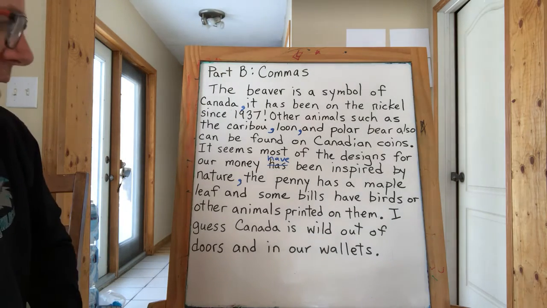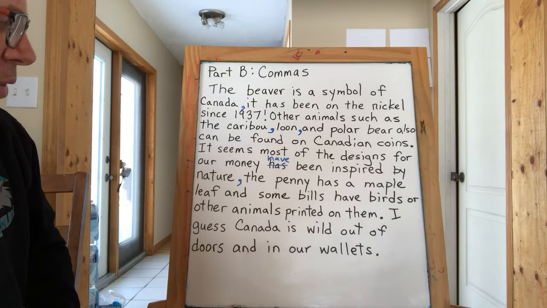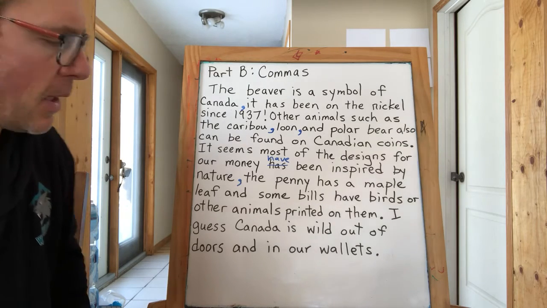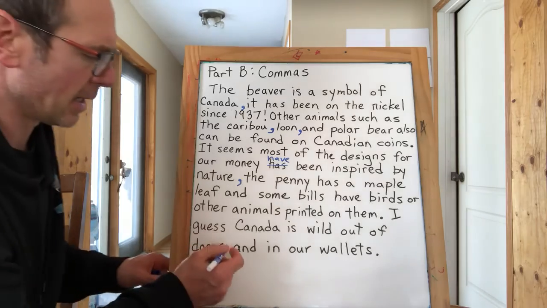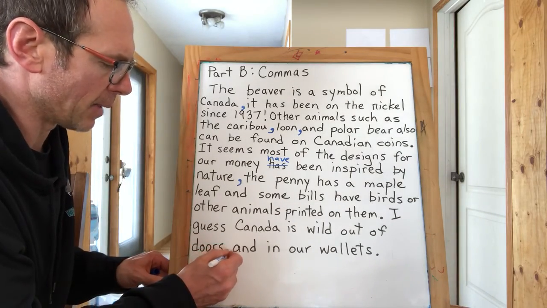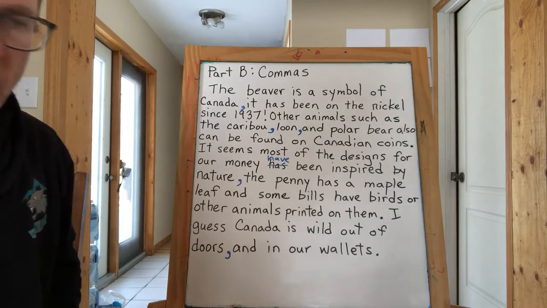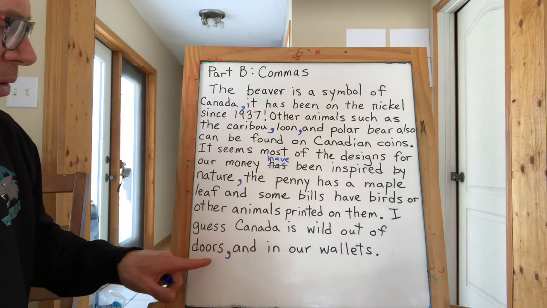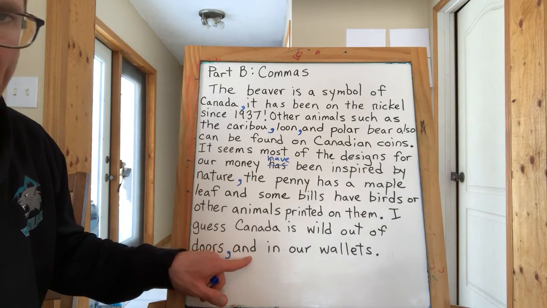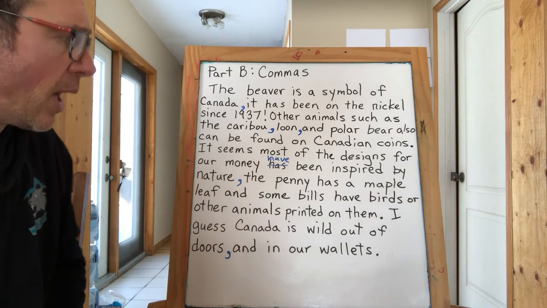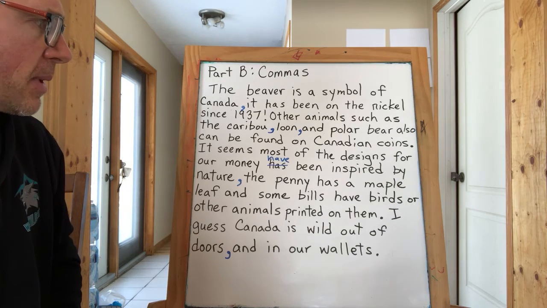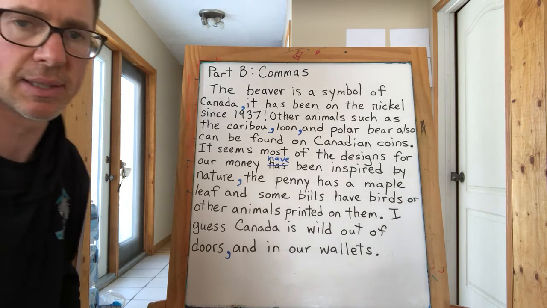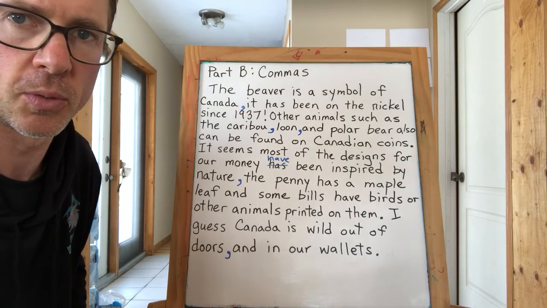The last sentence says, I guess Canada is wild out of doors and in our wallets, right? We don't have a break right here, but I think it would make for a better sentence if we did. It gives us a little break between the word doors and the word and, right? So that's our 5 missing commas in this paragraph. Hopefully that helps you with how they work.